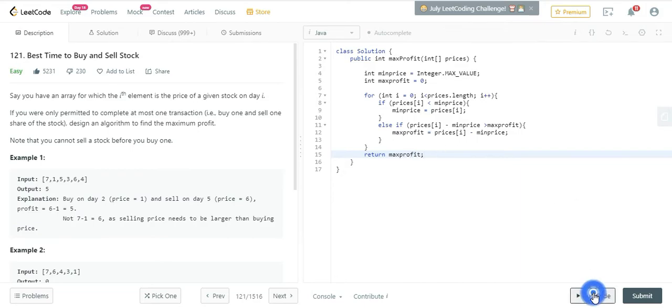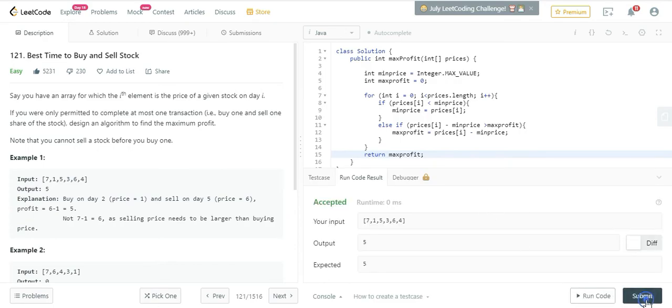Let's run the code and see if it works properly. Yeah, it worked. Let's submit.